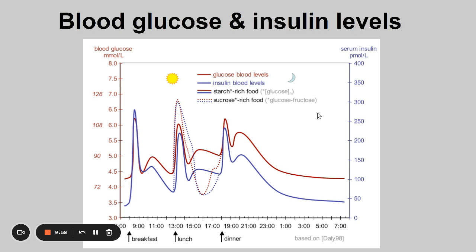And we see that here. We can see in a graph, after meals, our blood glucose level rises, and then our insulin level rises to take it back down, and that process will repeat over and over again as our blood sugar level rises.